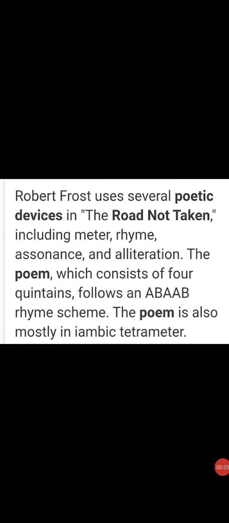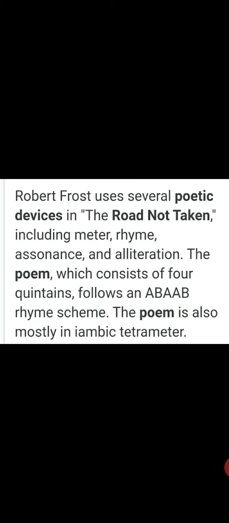My dear children, today we discuss the poetic devices of the poem The Road Not Taken. Okay? Robert Frost uses several poetic devices like assonance, alliteration, metaphor, etc. The poem consists of 4 quatrains that follow a rhyme scheme A B A A B. Quatrain means a stanza of 5 lines.